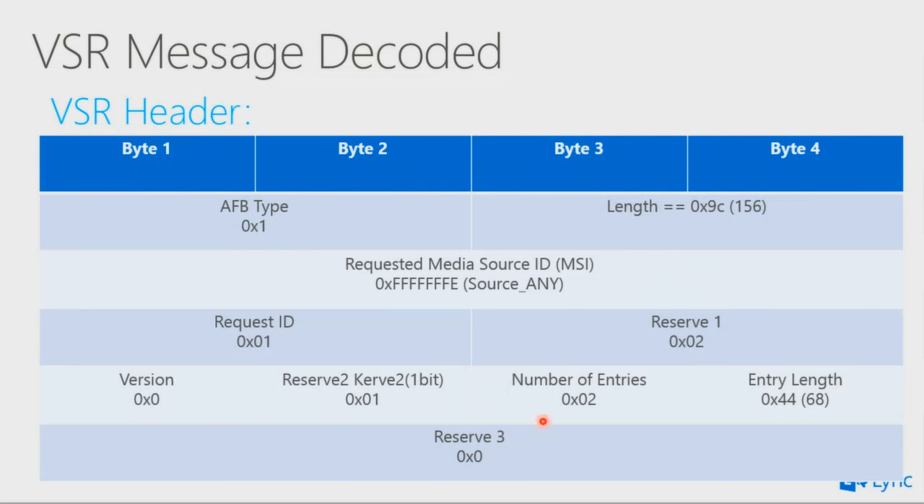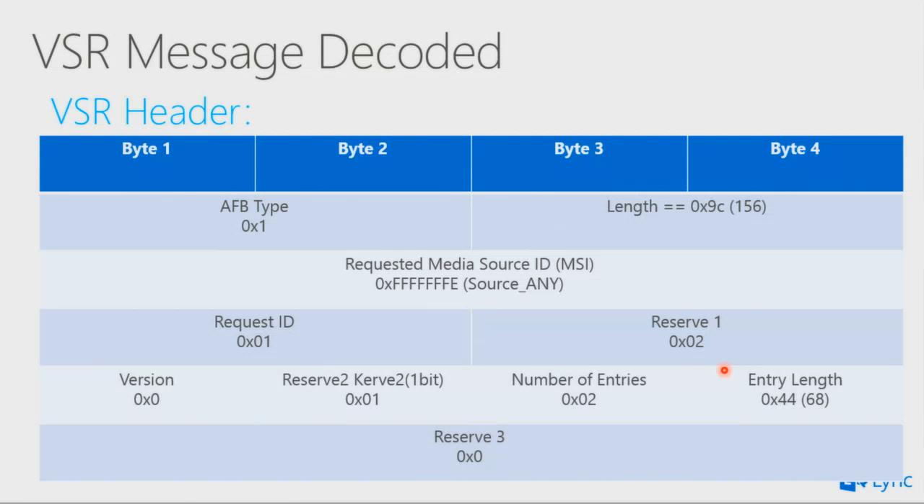This packet has 2 VSR entries, right? Why 2 VSR? We have the VSR entry for H.264 request, and we have an entry for the RTV as well, because it supports both, right? So it has 2 entries in there, and each entry has 68 bytes. Okay, so this is the header, and what's following the header is the VSR entry.